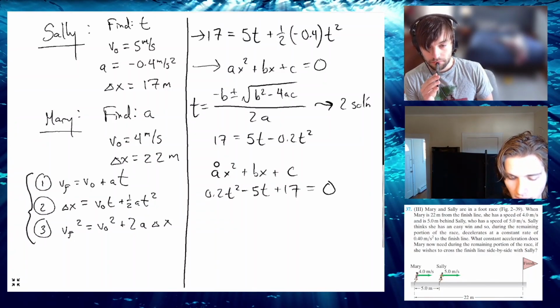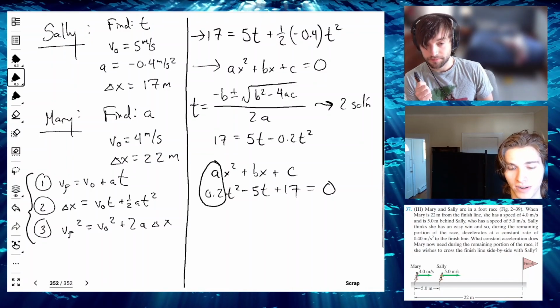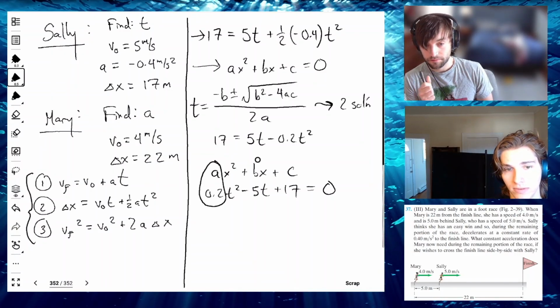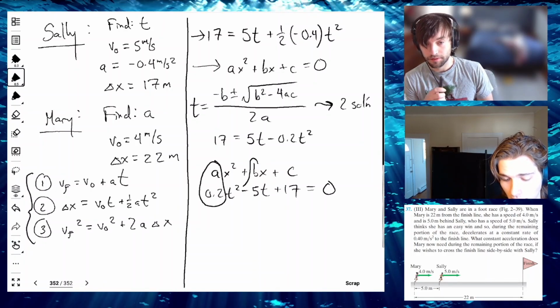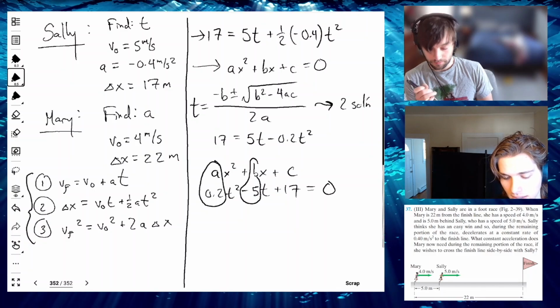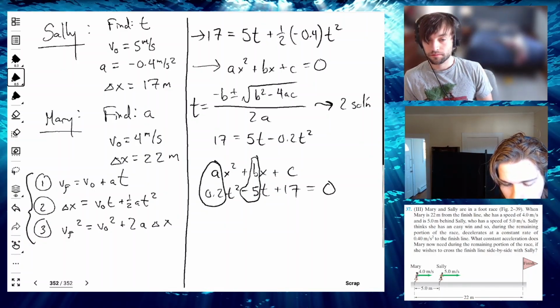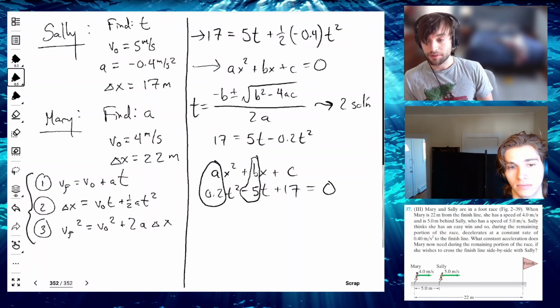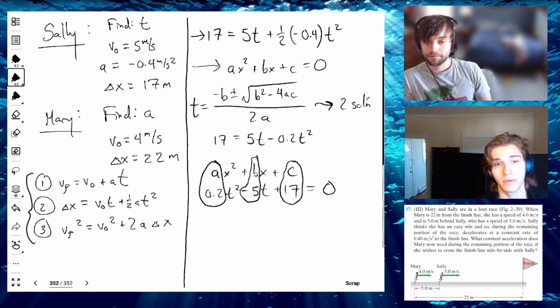So what is a going to be equal to? Would a be 0.2? Yeah, perfect. What is b going to be equal to? b would be 5t, or 5. Negative 5 in this case. Oh, it's a little tricky. Circle that a little better. And what is c going to be equal to? 17. Perfect. Let's create our quadratic equation.